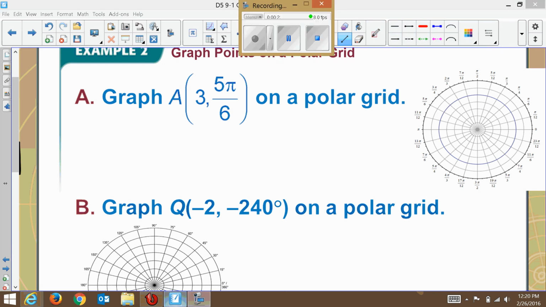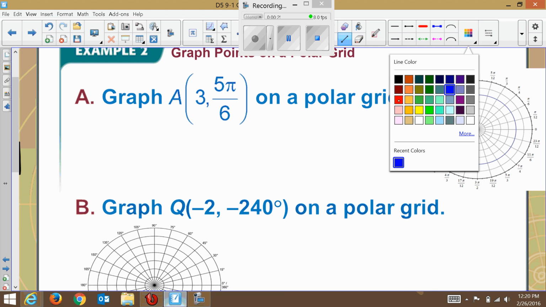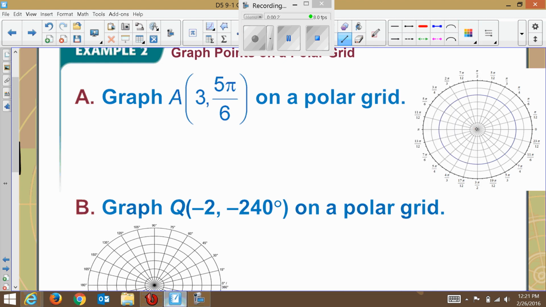Let me move this all over real quick. And so what I would do is I would graph, I know its line will be somewhere along this line. Now it says it's 3 units. So if I moved this to 3 units, my point would be 1 unit away, 2 units away, and 3 units away. That would be the location of my point. It would be right here. This would be the point A at 3, 5 pi over 6.